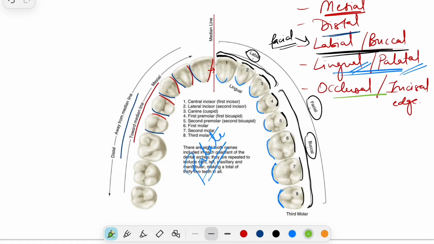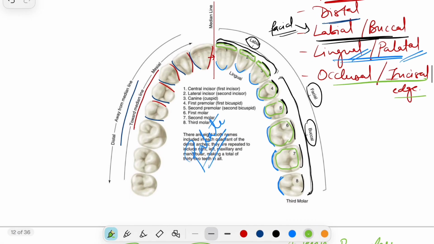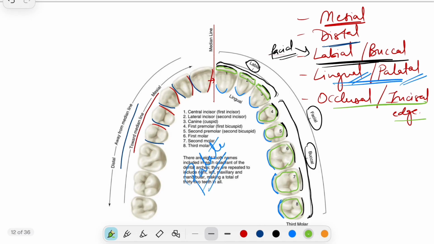Now we have your occlusal surface or the incisal edge. So to define incisal edge here in the anteriors, we call it incisal edge because we have a very thin edge in the anteriors. Okay, and then in the posteriors you have a table, which is going to oppose your mandibular teeth, or the opposite arch, and that is your occlusal surface. Okay, so that was very easy.